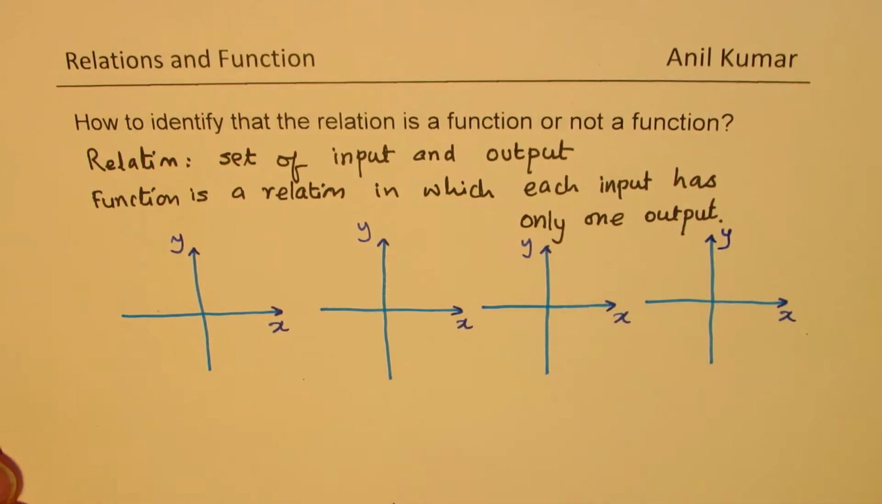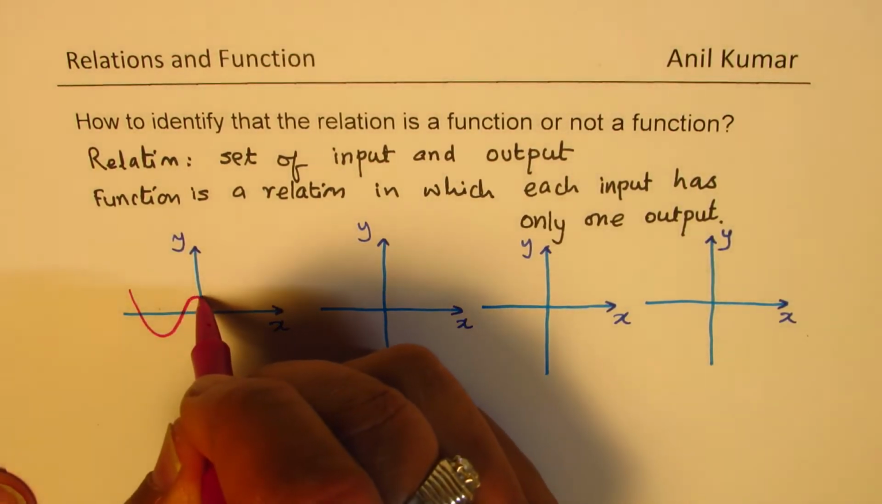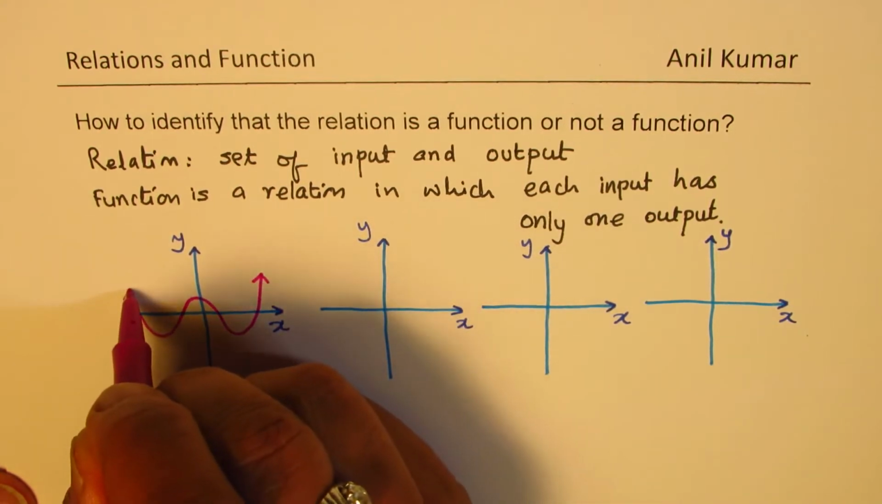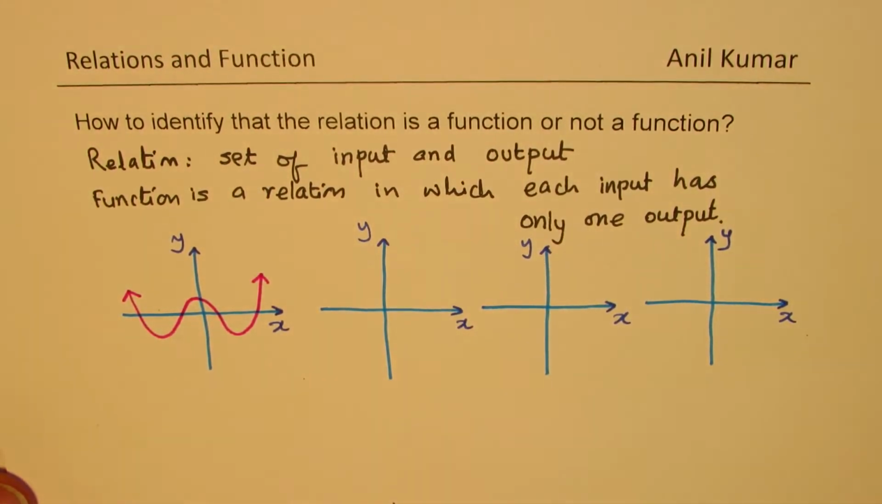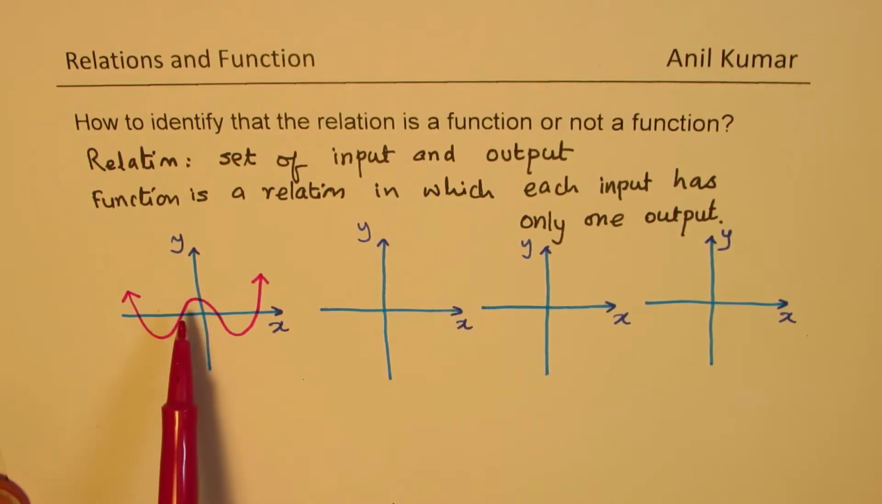Now I'll try to show you different types of graphs. First, let's make a continuous graph, for example, something like this. In this particular graph, for every value of x, we have a unique value of y. So this one is a function.